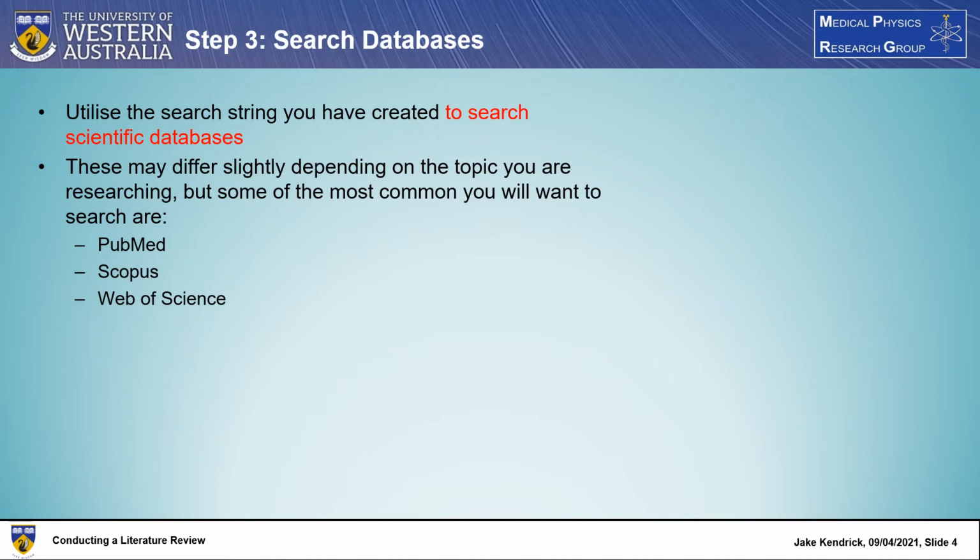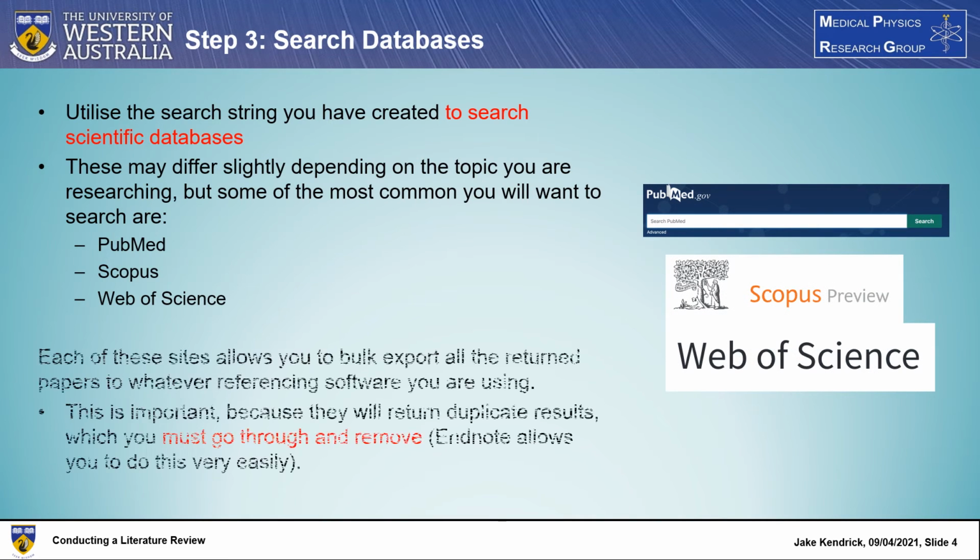So having created your logical search string, you then want to actually utilize that string to search the scientific databases and find the literature that's relevant to your topic. So the particular databases that you want to search may differ slightly depending on the topic that you're researching, but some of the more common ones that definitely most of the people who'll be watching this video will want to search are PubMed, Scopus, and the Web of Science. These are three of the really big ones.